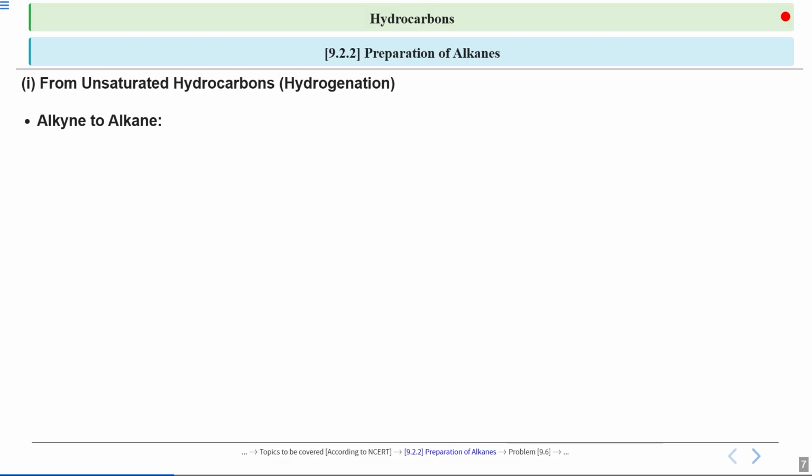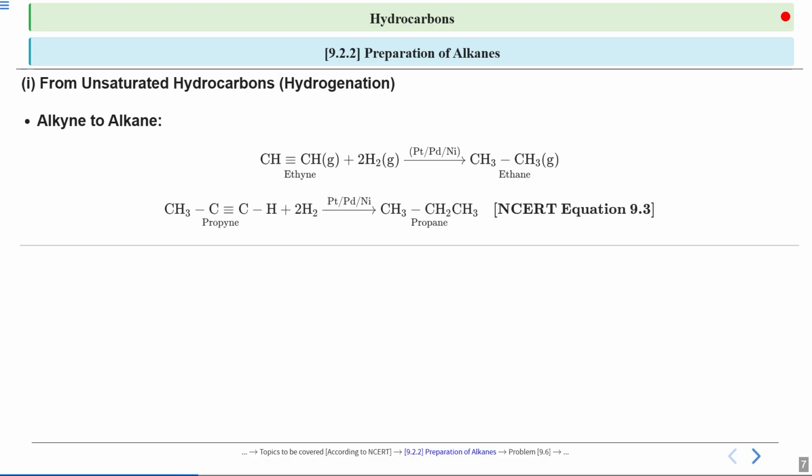Now continuing the preparation of alkanes from unsaturated hydrocarbons. Let us start with conversion of an alkyne to an alkane. Using ethyne as an example, ethyne, a simple alkyne, reacts with hydrogen gas in the presence of catalysts like platinum, palladium or nickel to form ethane, a saturated hydrocarbon. So this reaction is crucial because it demonstrates how we can saturate hydrocarbons by adding hydrogen. Now let's look at another example with propyne. So when propyne reacts with hydrogen gas, again using a catalyst such as platinum, palladium or nickel, it forms propane. So this is NCERT equation 9.3.